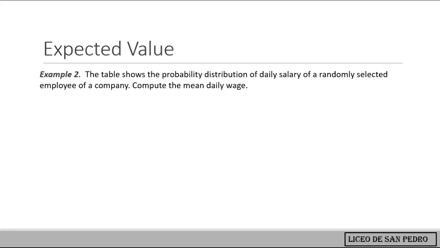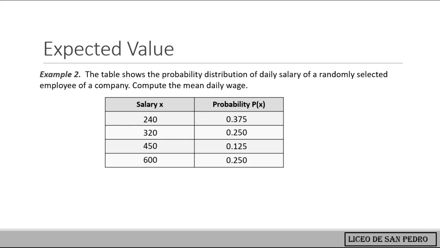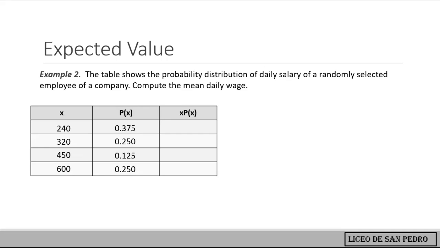The table shows the probability distribution of daily salary of a randomly selected employee of a company. Compute the mean daily wage. Given this table, ito na yung salary, x, and then probability x. Ang gagawin lang natin is multiplication lang. So 240 times 0.375, ang sagot is 90. Eto times eto, ang sagot is 80. 450 times 0.125 is 56.25, and 600 times 0.250 is 150.